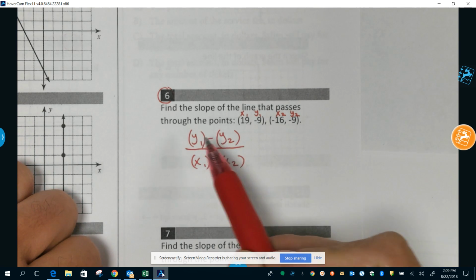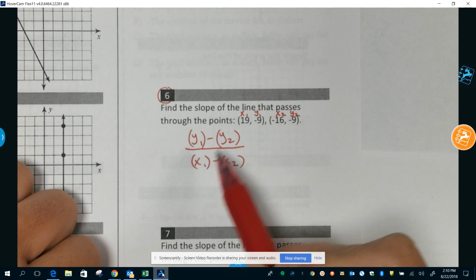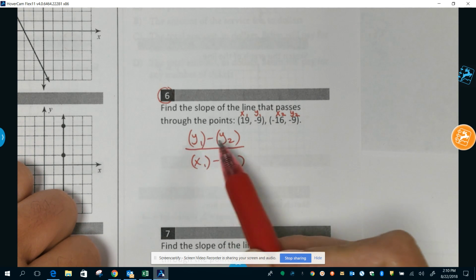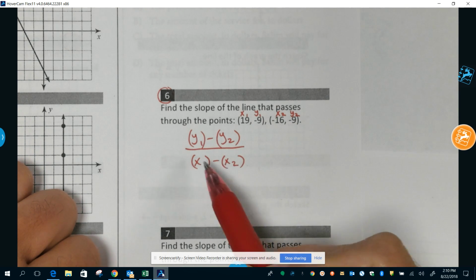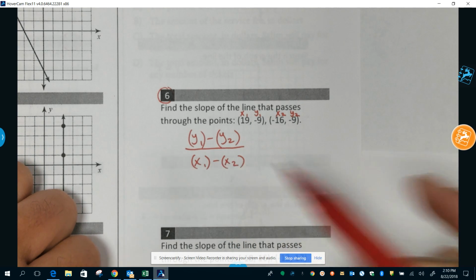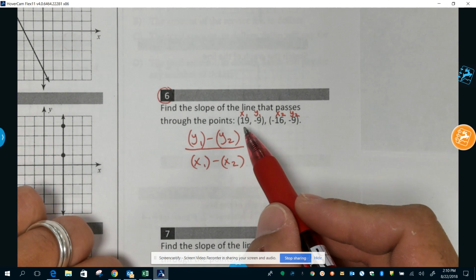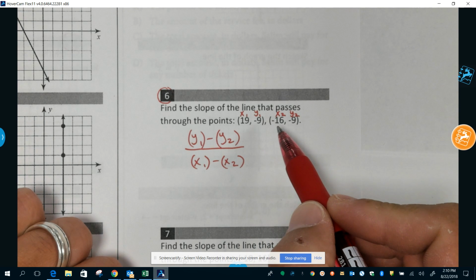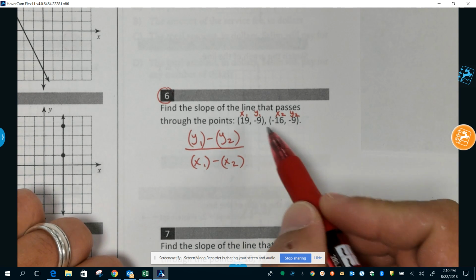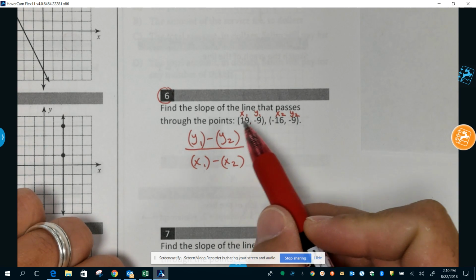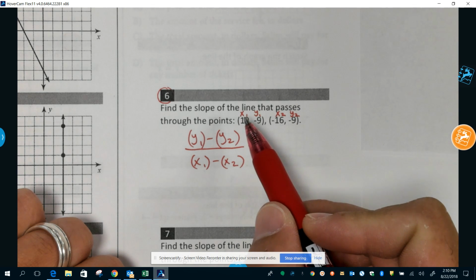It's like we're counting from one coordinate to the next. We're trying to find the change, the distance that we rise, and we're trying to find the change or the distance that we run. Okay, so I've got my 2 coordinates here, 19, negative 9, and negative 16, negative 9. So what I've done is I've labeled those for us. Okay, I want you to get in a habit of doing this. Okay, the first coordinate in my ordered pair is the x value. So 19 is my first x value.